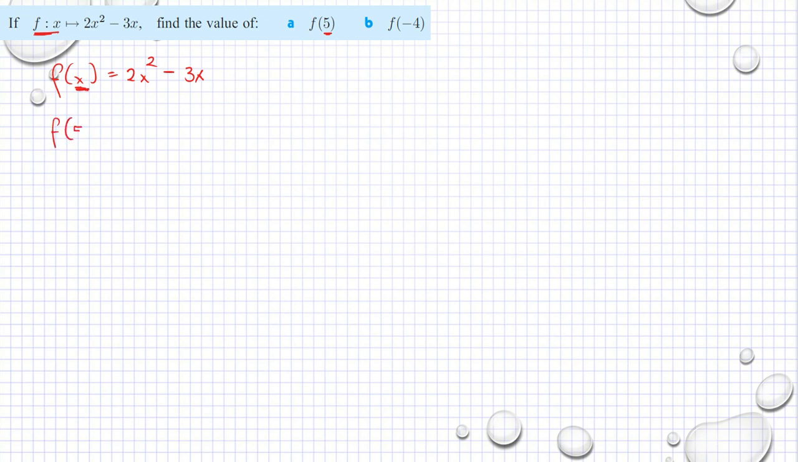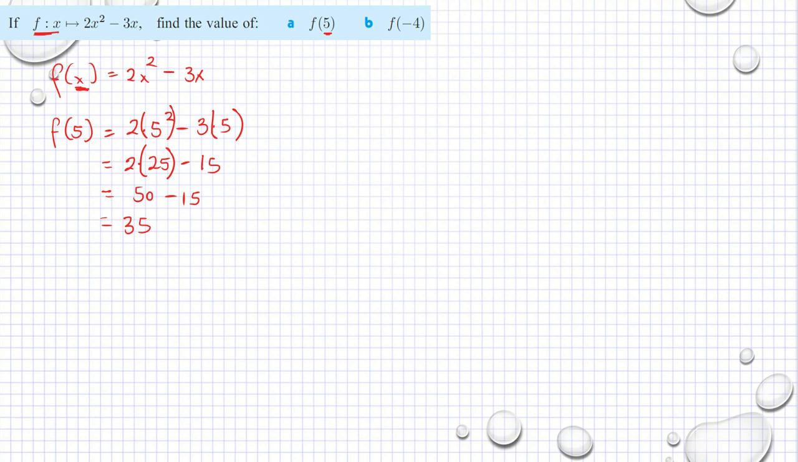So if we have f of 5, it is equal to 2 times, then I will substitute the value of x, that is 5, raised to 2, subtracted by 3 times 5. Then we have 2 times 5 raised to 2 is 25. Sorry, I am using the notation that we use here in Sweden, maybe you will get confused. I will use the parentheses instead. 3 times 5 is 15. Then we have 50 subtracted by 15, and we have 35.